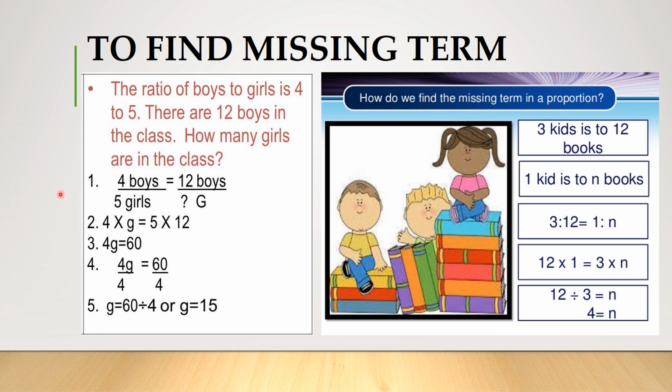That is, how many girls are there in the class? So the number of girls in the class is 15. So the missing term was girls and you have found the missing term as 15.